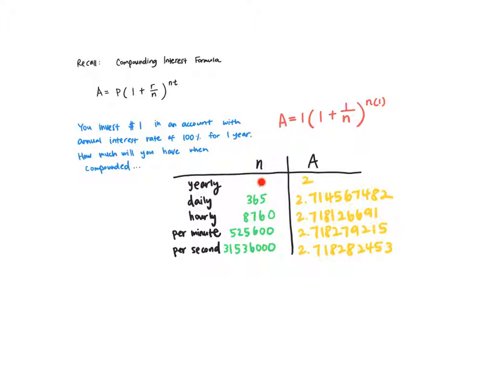So notice here that even though your n value, the number of compoundings per year, is growing significantly larger, your amount is not changing by that much. In fact, it's actually getting closer and closer to a specific number, like 2.71828. See how the numbers are getting closer and closer to a number? And that number is the number e.